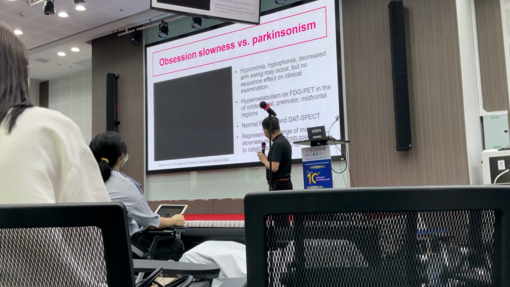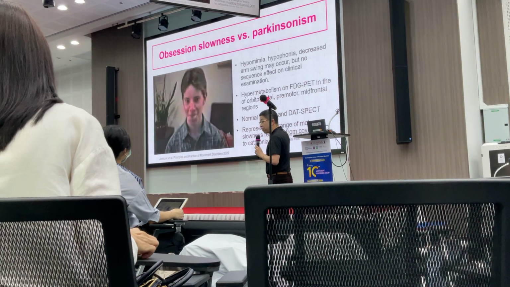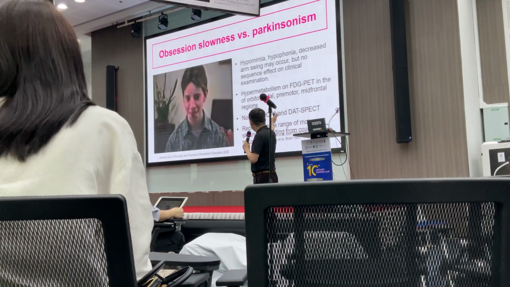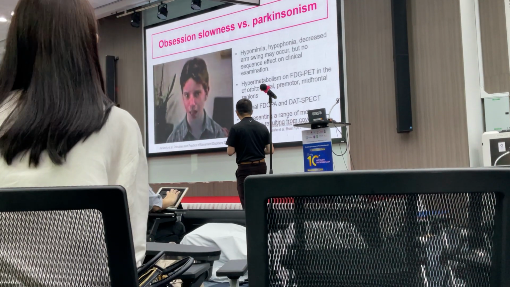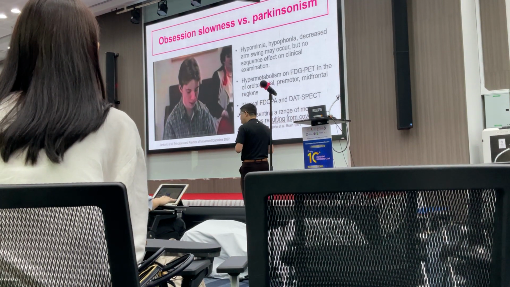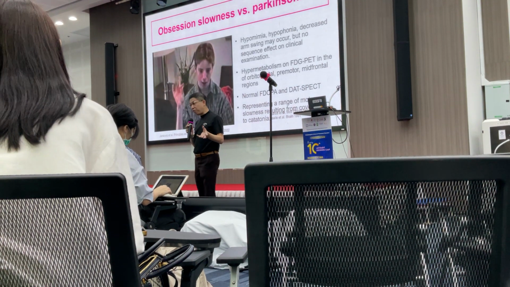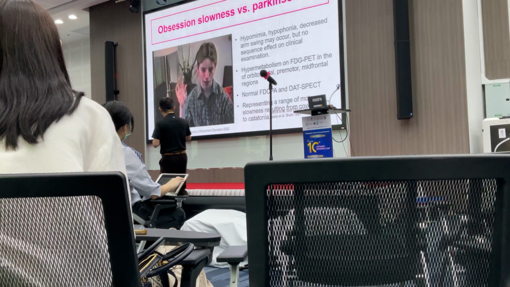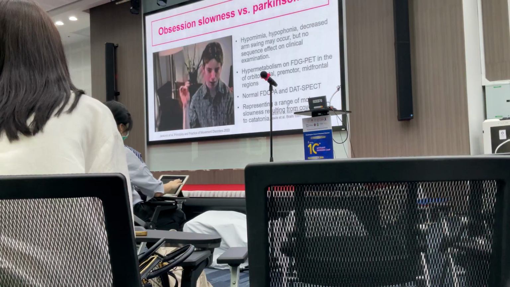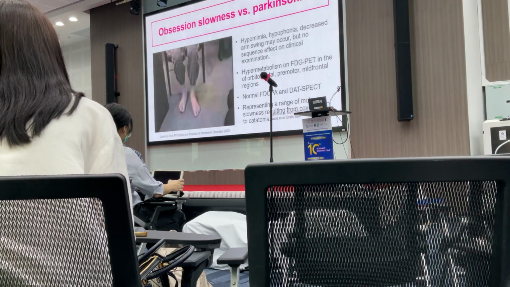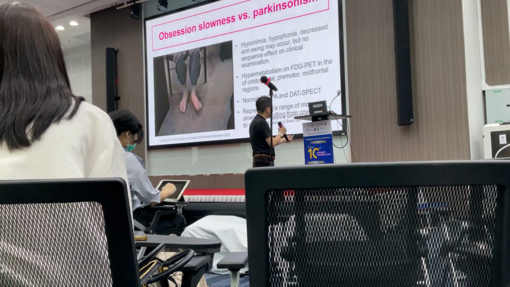There's one condition I want you to be aware of. To differentiate obsessional slowness from parkinsonism, what I highlighted is, first, rigidity is not present in this patient. Second, in obsessional slowness, when you check them for bradykinesia, they don't have what we call the sequence effect. I'm going to show you some examples of that as well. You appreciate here when they do the tapping, there is no decrement.